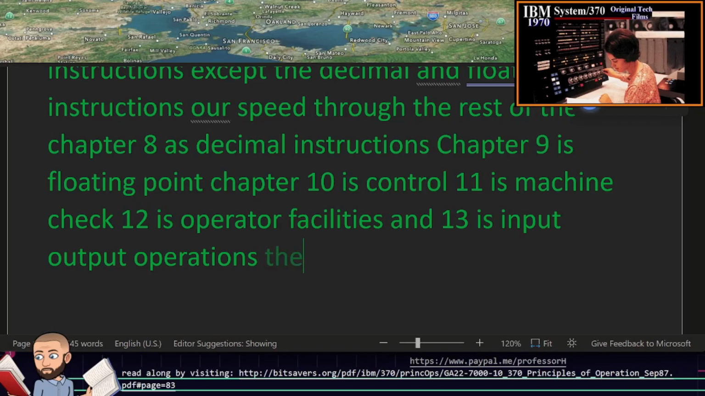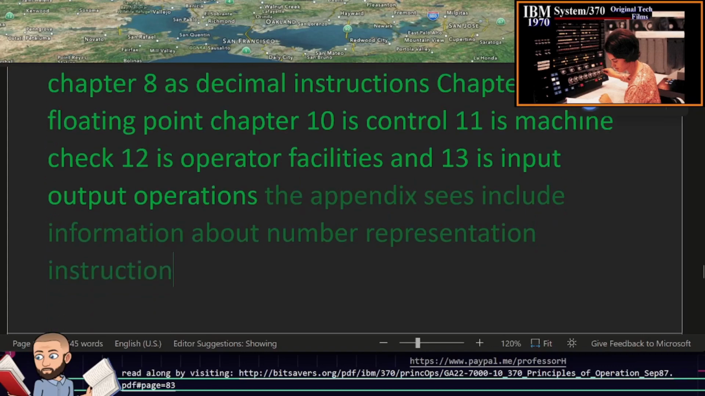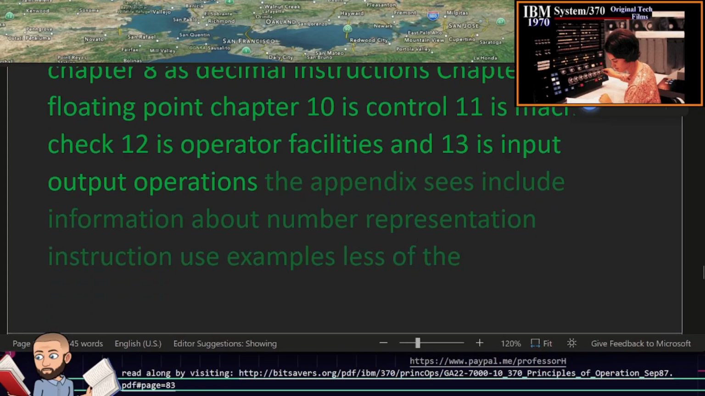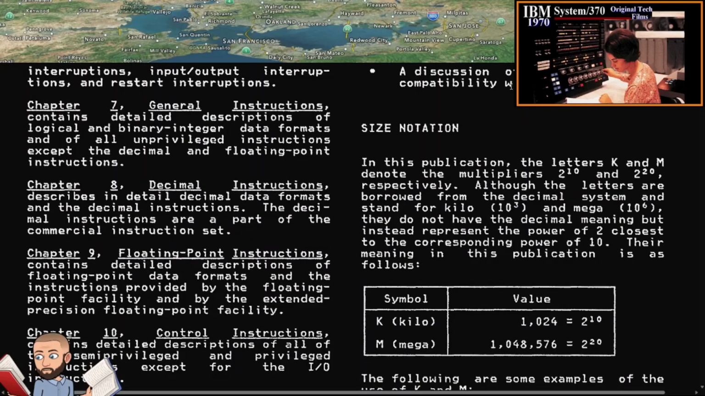The appendices include information about number representation, instruction use examples, and lists of the instructions arranged in several sequences. Let's jump back to the actual manual to read the rest of these. There's a summary of the condition code settings, a list of the System 370 facilities, a table of the powers of 2, tabular information helpful in dealing with hexadecimal numbers, an EBCDIC chart, and a discussion of changes affecting compatibility between 360 and 370. And the last appendix is a discussion of changes affecting compatibility.